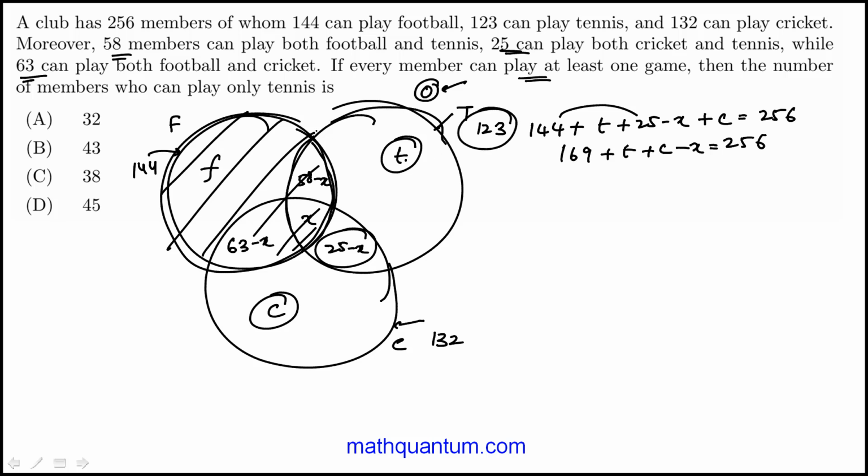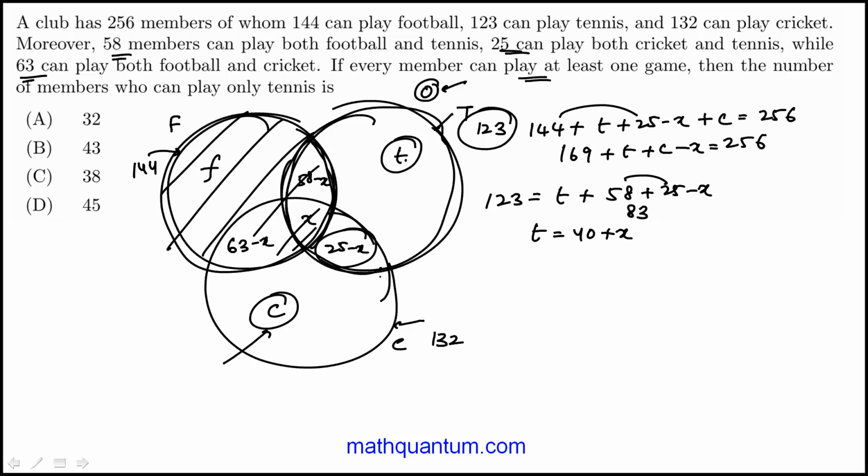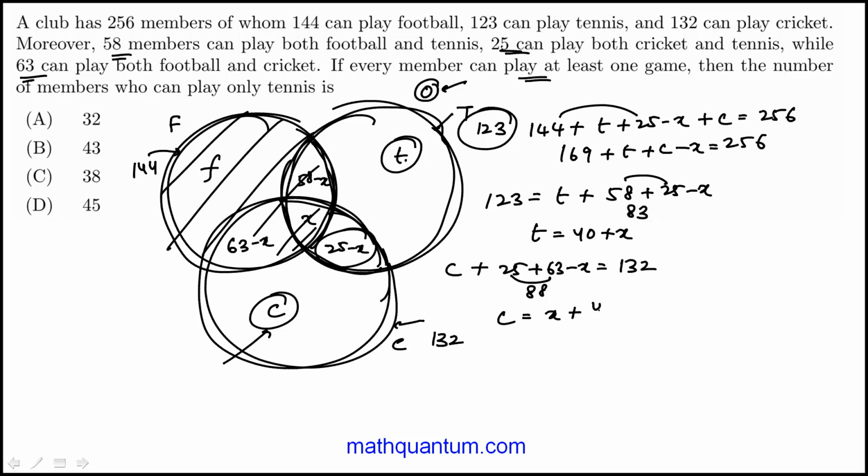So we know this total circle is 123. So that would be equal to T plus 58 plus 25 minus X. So that's 83, which means T is 40 plus X. I'm going to do the same thing here. That would be C plus 25 plus 63 minus X, and that has to be equal to the whole circle, 132. So that's 88, and so C becomes X plus 132 minus 88, which is 44.